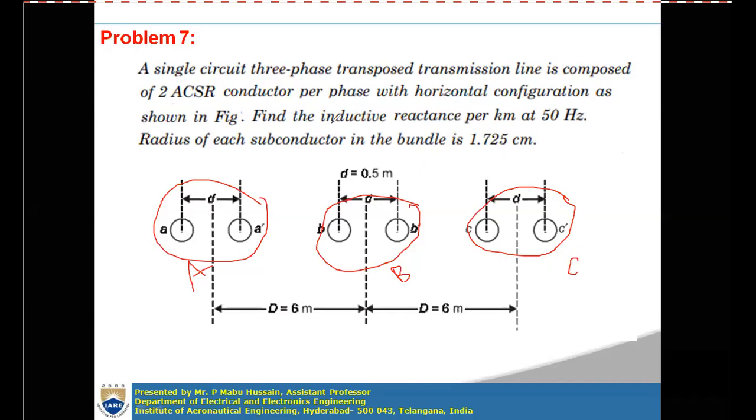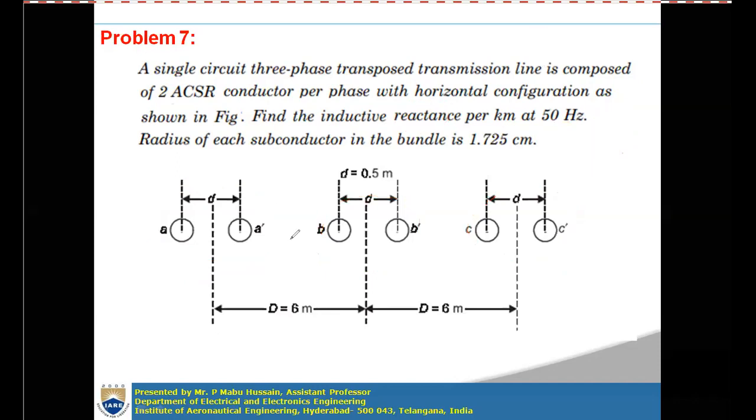They asked us to find the inductive reactance. You know that the formula for reactance is omega L, where omega is nothing but 2 pi F. So reactance is 2 pi F into L, and the frequency is also given. First you have to find the inductance value, and after finding the inductance, you find the reactance using this formula. The remaining procedure will be the same.